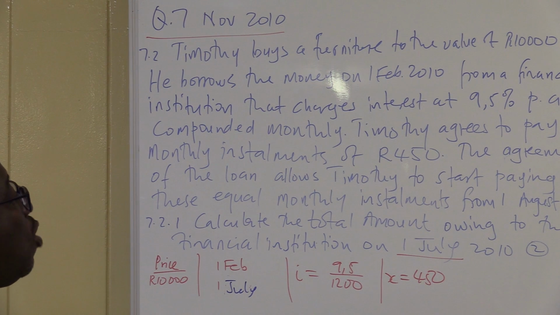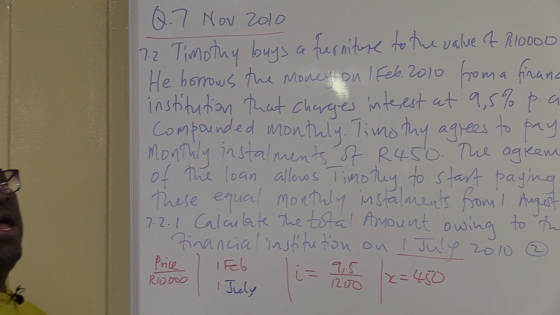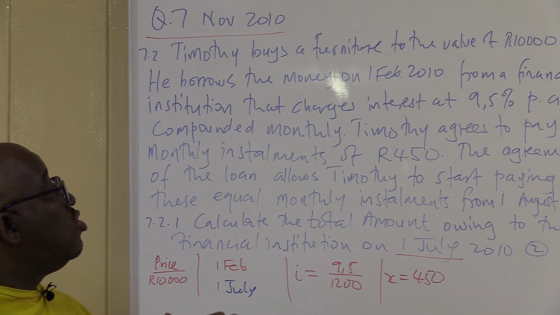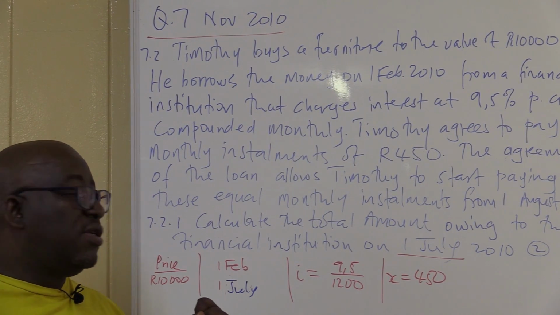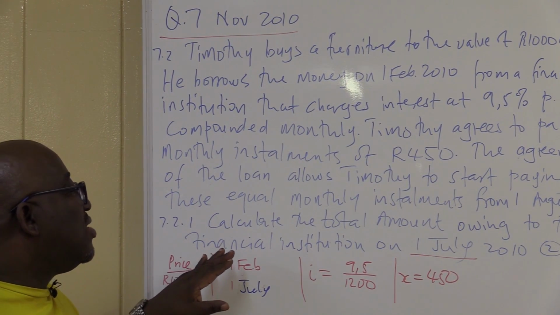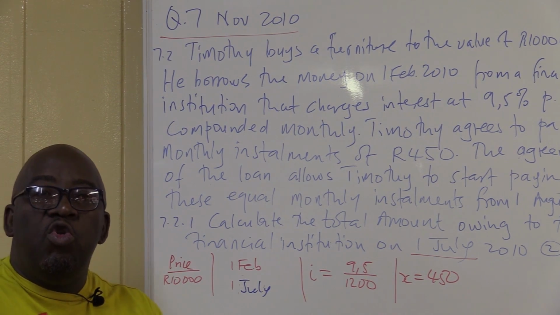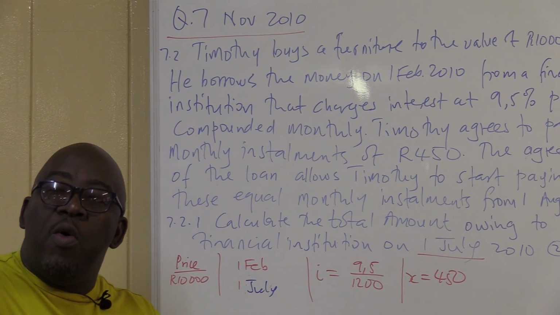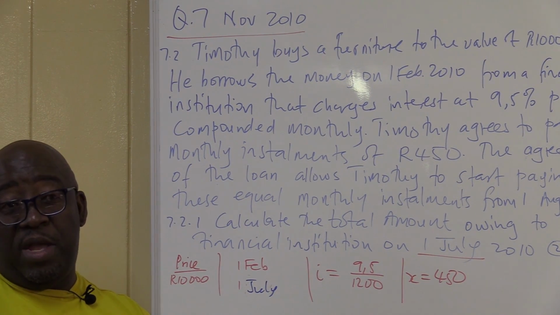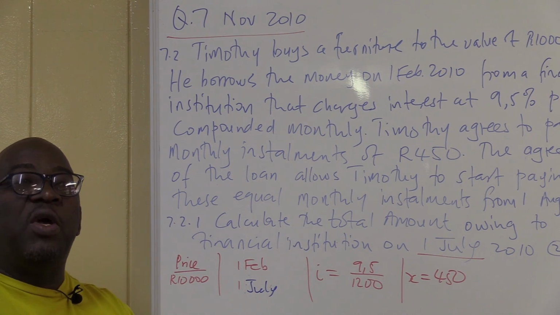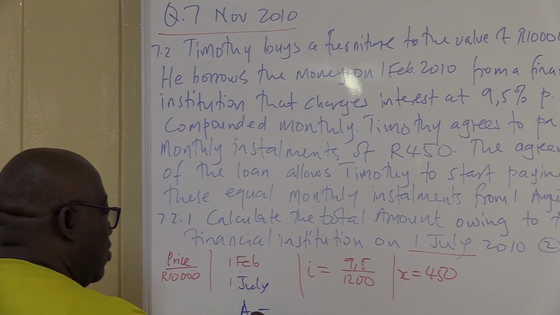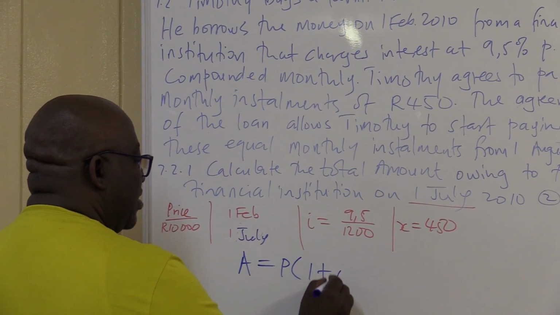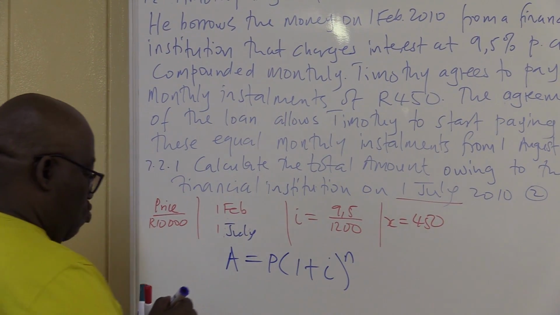Calculate the total amount owing to the financial institution on 1 July. So I know that it's going to be compound, because it's compounded monthly, I know it's going to be compound interest. But when you don't pay your loan, will it go up or will it go down? When you don't pay, it will actually go up. So it is compound increase. So I know which formula to use. It is A equals P into 1 plus i raised to the power n.